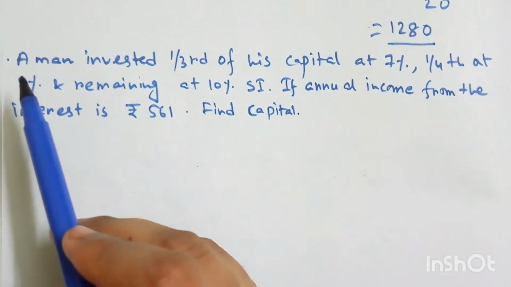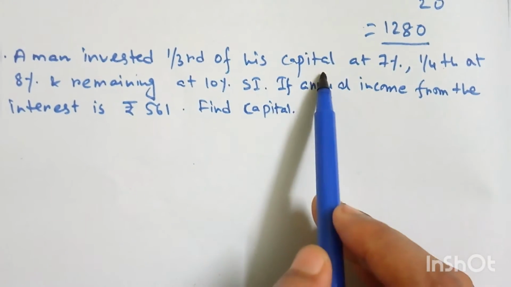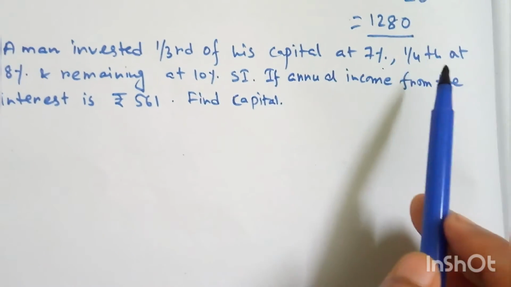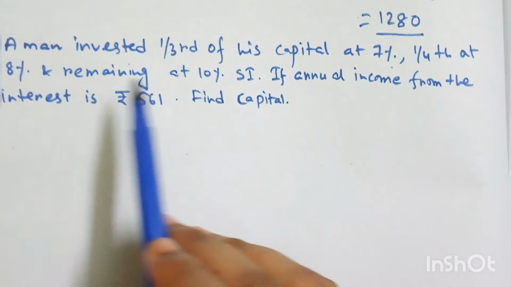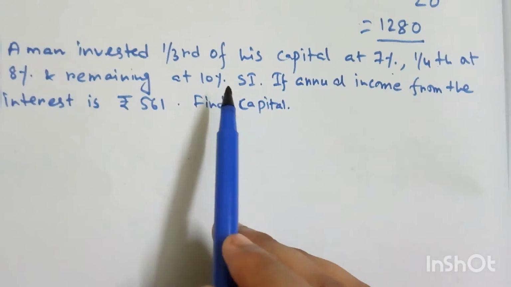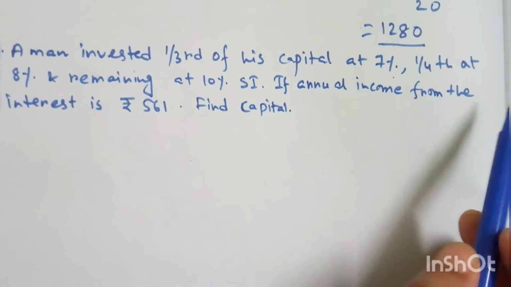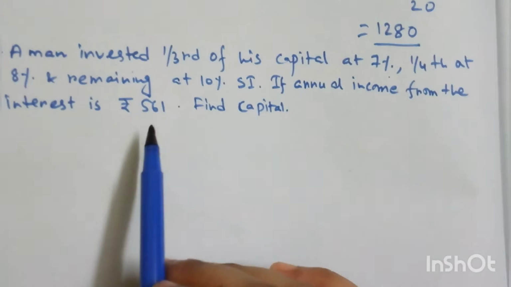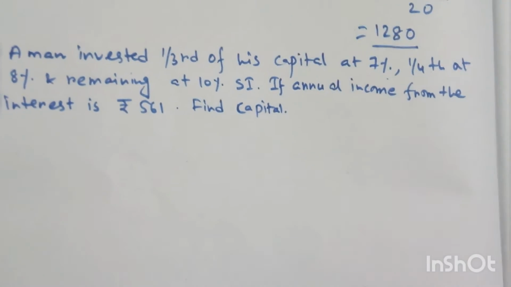So the next example: a man invested 1/3 of his capital at 7%, 1/4 of his capital at 8% and the remaining at 10% simple interest. If the annual income from the interest is 561, then find the capital.